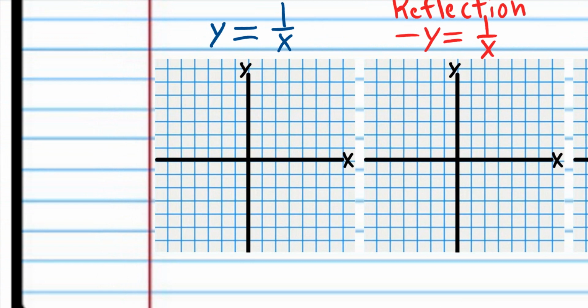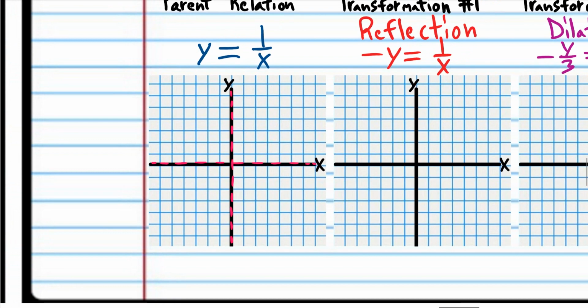So remember, in our parent graph, we have two asymptotes on the x and y axes, and then we have our 6 points: 1, 1; 2, 1/2; 1/2, 2; negative 1, negative 1; negative 2, negative 1/2; and negative 1/2, negative 2. Those are the same 6 points that we always graph with the reciprocal relation.